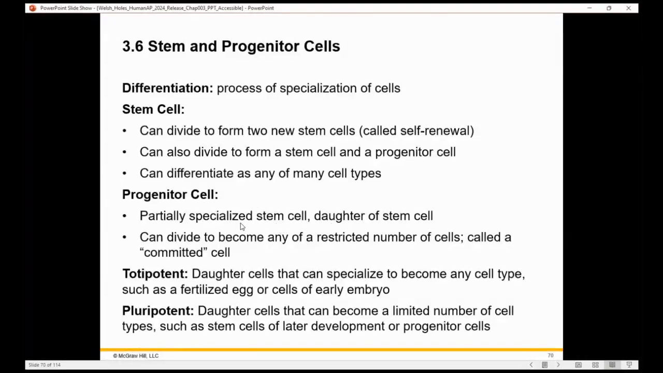Progenitor cells are partially specialized stem cells. They're the daughter of stem cells. And they can divide to become any of a restricted number of cells that we call committed cells. Okay, totipotent. These are daughter cells that can specialize to become any cell type, such as a fertilized egg or cells of early embryos. Pluripotent are daughter cells that can become a limited number of cell types, such as stem cells of later development or progenitor cells.